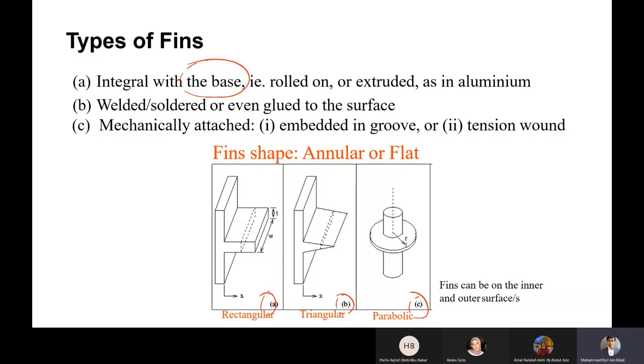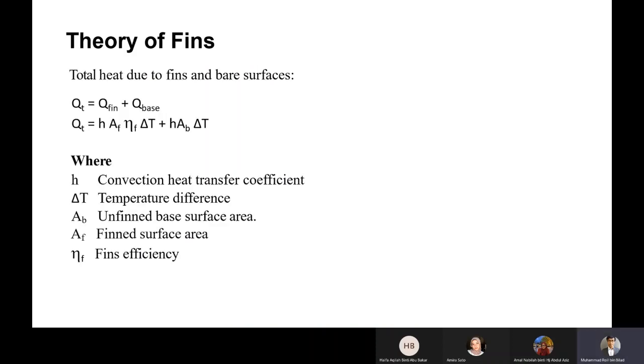It can be put in the inner part or in the outer part of the surface. So what advantage can we get? If you add fins to your heat exchanger, you get Q total, which is anything you get from the base plus anything you get from the fins. Anything you get from the fins is basically H, the heat transfer coefficient, times the area of the fins, times the efficiency of the fins, called the fin efficiency, times the delta T.